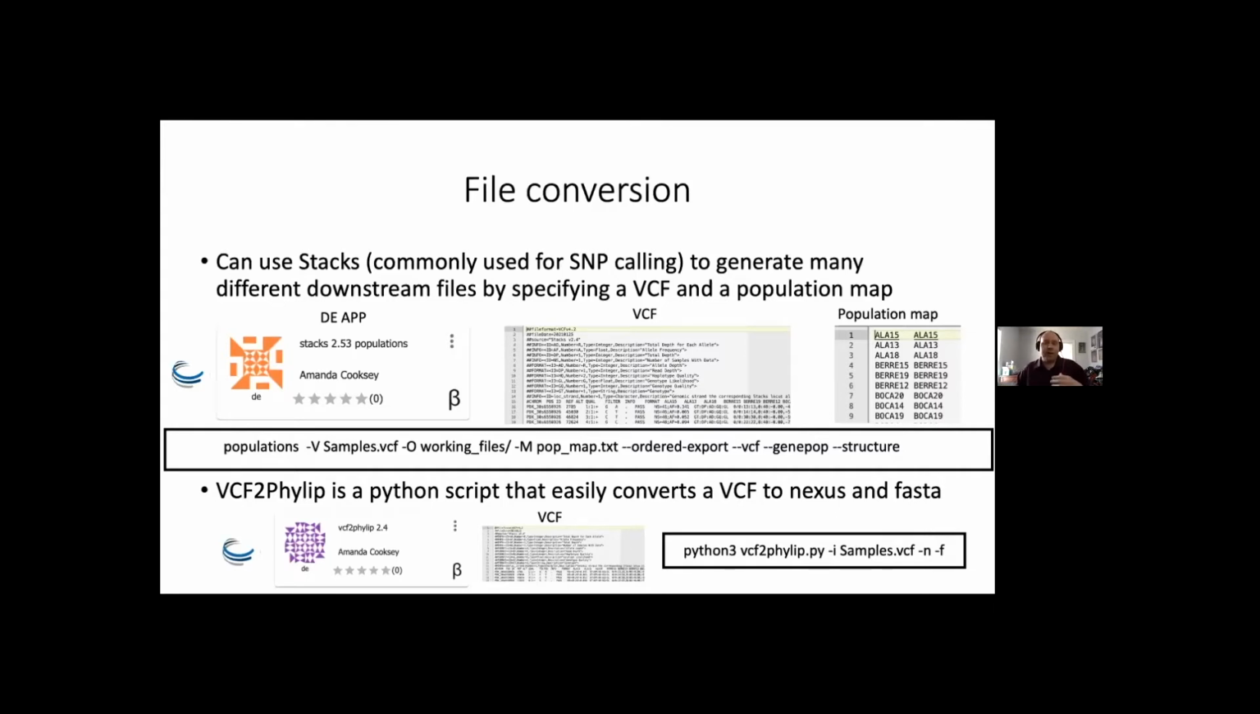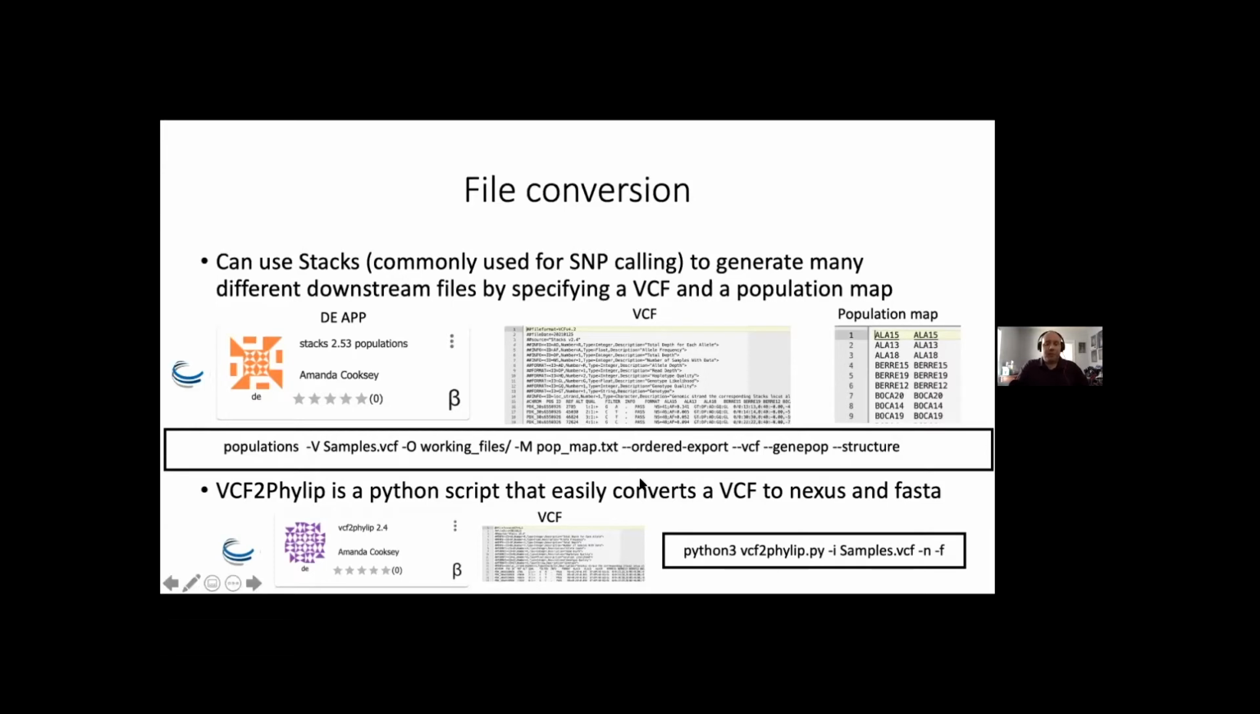All you need for that is a VCF, your variant call format, and a population map. In this particular case, my population map is just for each individual being its own population. Some of these outputs do it on a population basis, some are individual basis. So it is probably worth exploring that for your own data if you want to. But everything we're doing here is based on the individual. So within the Discovery Environment, we can use the Stacks 2.53 populations app. We'll specify our VCF, our population map, and we can create our downstream files.